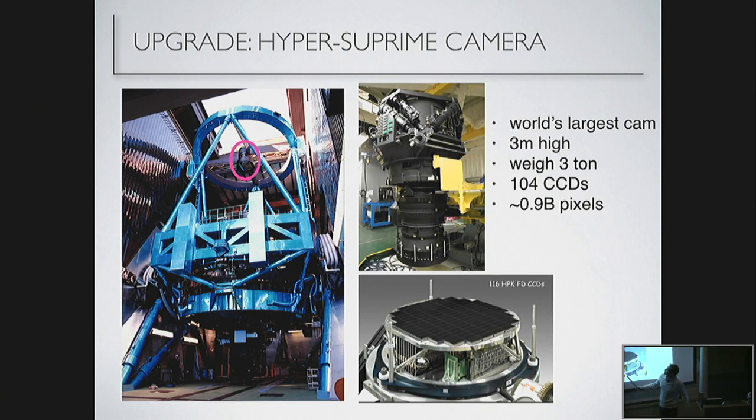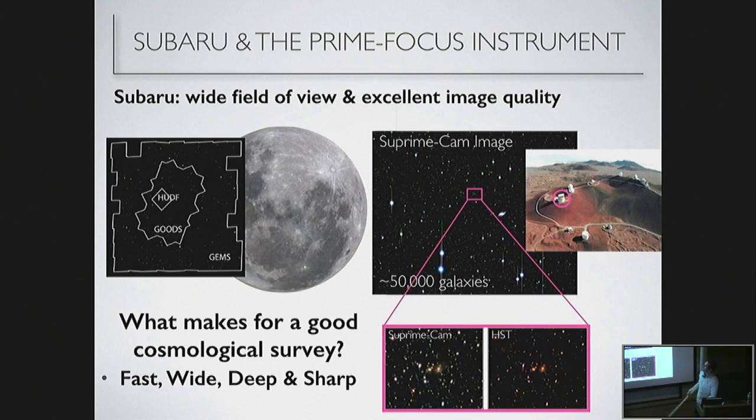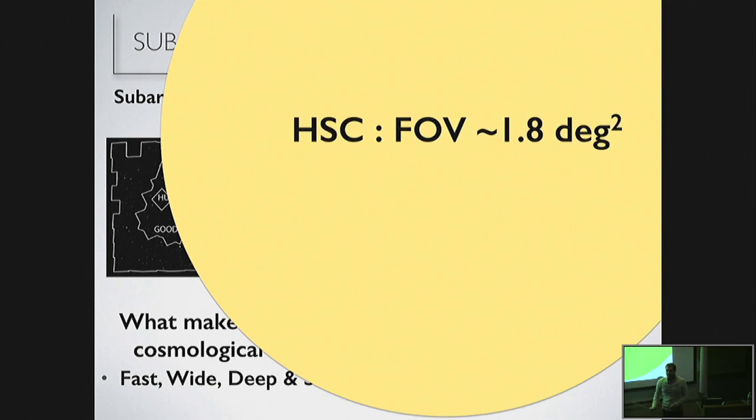So this was the upgrade. We basically put a new imager at the prime focus on Subaru, and it's pretty big, 3 meters high, so obviously that takes a lot of structure to actually hold that thing up there. And just to give you an idea of how big the field of view of Hyper Suprime-Cam is, obviously we have the moon, we have something like the GOODS field or the Hubble Ultra Deep Field. This was a single shot Suprime-Cam image in the past. This is the field of view of HSC. You get a lot in one shot.